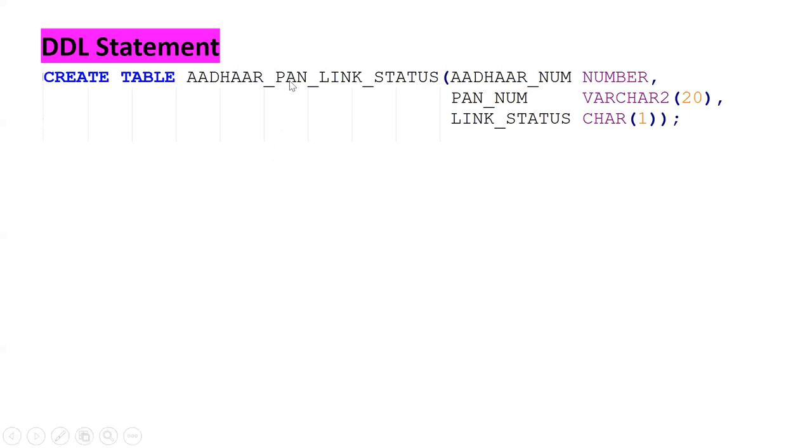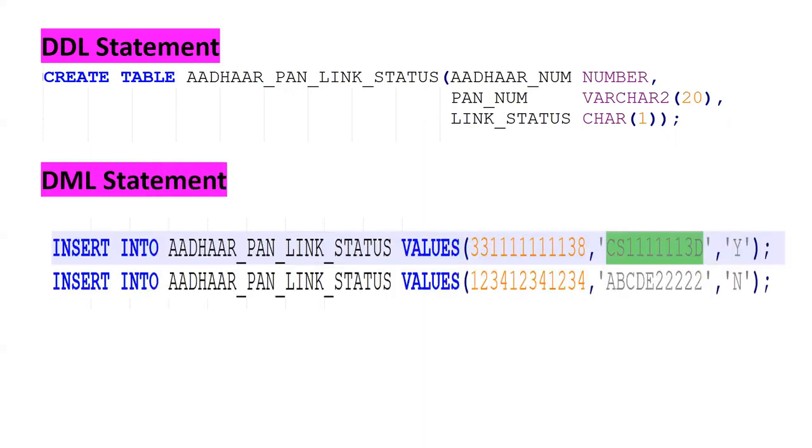So by this table, we can say whether Aadhaar and PAN are linked to each other or not. I'm populating some dummy data. See the Aadhaar PAN link status. One is Pravin's Aadhaar number, and it's a dummy record, so it's not a valid record.